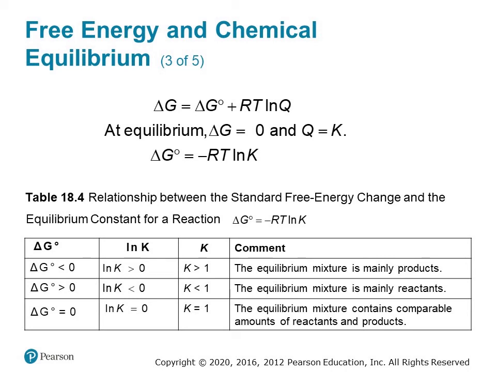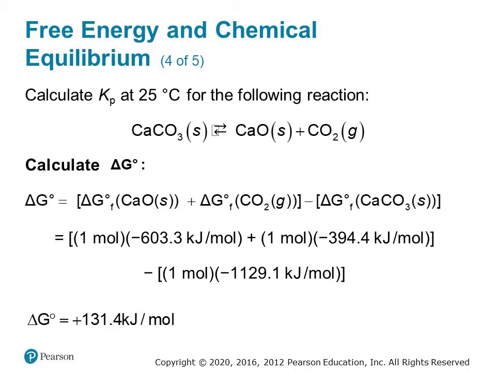K. Taking this equation into account, we can see that if we have a K value larger than 1, delta G standard is negative, meaning that a product-favored reaction is spontaneous in the forward direction under standard conditions, which is what you'd expect. The reverse, that a K value less than 1 gives rise to a positive delta G standard value, is also true. Let's consider this example.